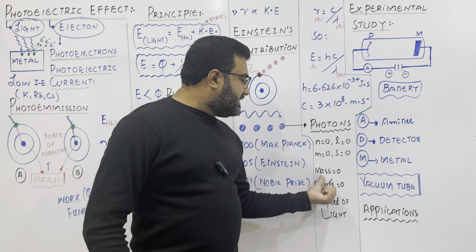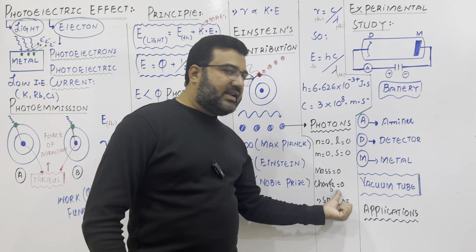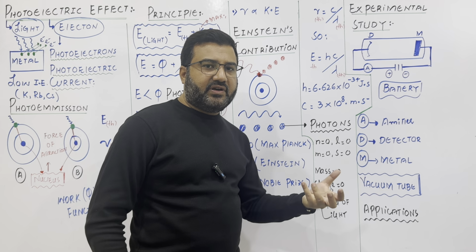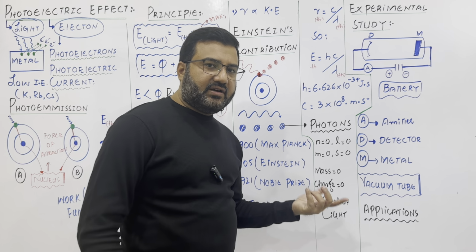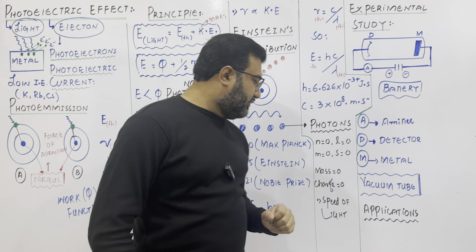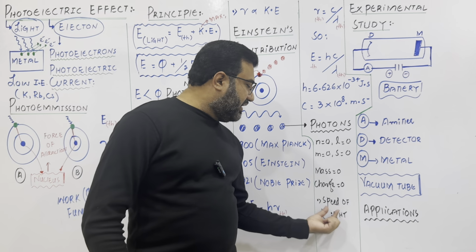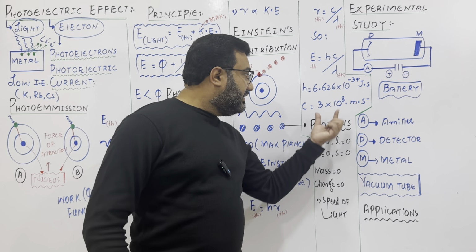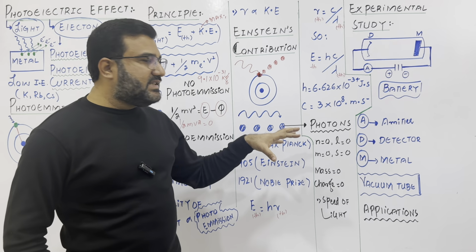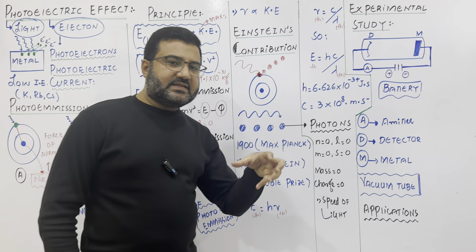Secondly, photons are massless and chargeless. That's why they are affected by neither electric field nor magnetic field. Electric field and magnetic field both have no effect on photons. And in vacuum, they travel with the speed of light. This is their speed when they are traveling in vacuum. So photons are basically small energy packets.